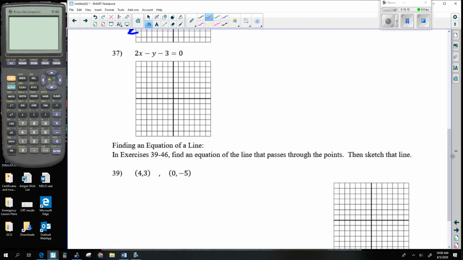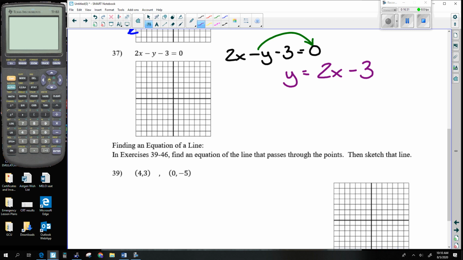Okay, here this one is just going to be straight up manipulation. The easiest way is actually just to make the y positive. So add the y to the other side. So I'm technically adding y over here, and so this is still going to be a 2x and a -3. So this still has a y-intercept of -3, rise of 2, run of 1. Easy peasy lemon squeezy.